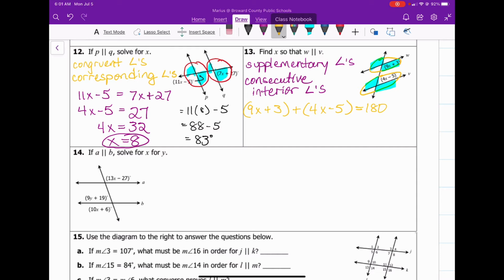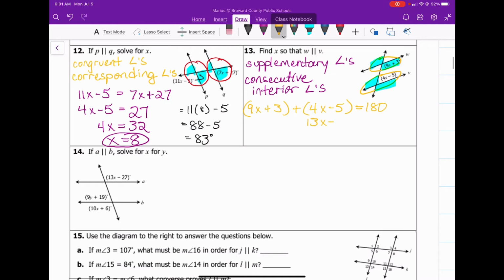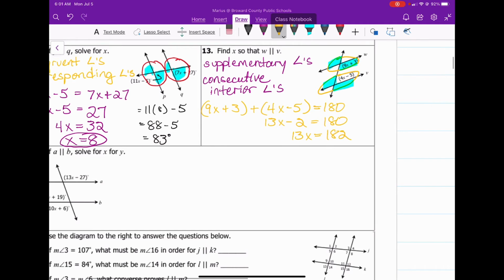Okay. 9x plus 4x is 13x. Positive 3 plus negative 5 is negative 2. Okay. Then we add 2 to both sides. That's going to give us 13x is equal to 182. And then we divide both sides by 13.